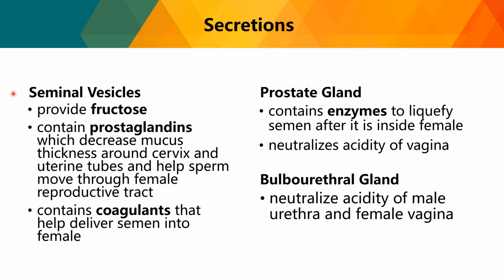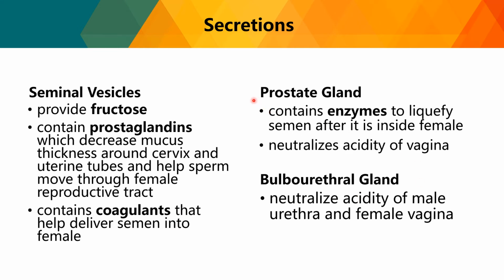Okay, so again, with fructose and sugar, of course, the sperm do need a lot of energy. So with this fructose, it gives energy to the sperm to be able to have a successful journey going to the egg cell. It also contains coagulants that help to deliver the semen into the female. Okay, and then next you have the prostate gland.